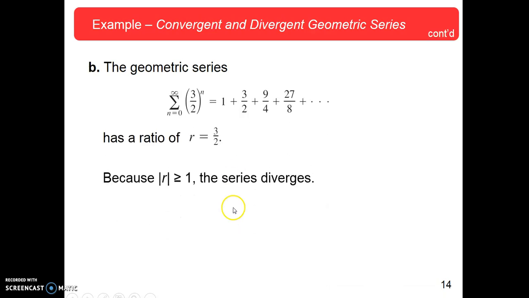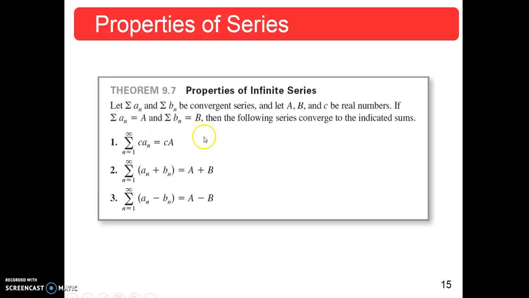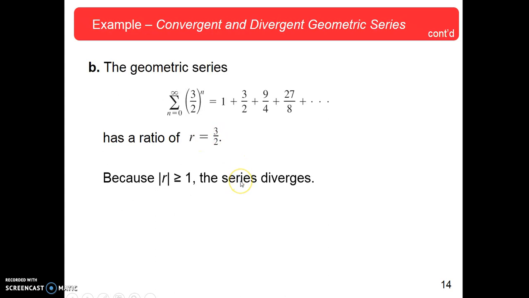Another example of a geometric series, in this case, you start with 1 and you start multiplying by powers of 3/2. Right? So here our ratio is 3/2, which is greater than 1. And so that means that the series diverges.